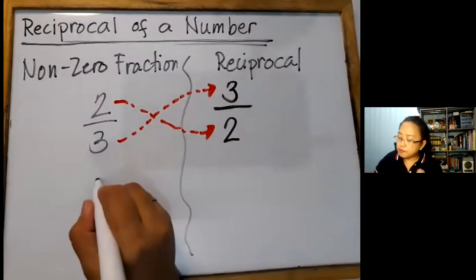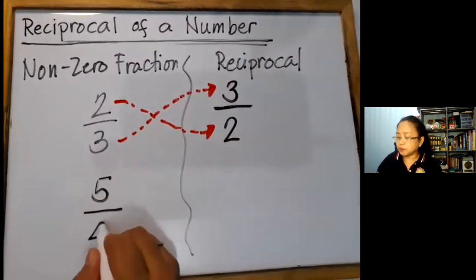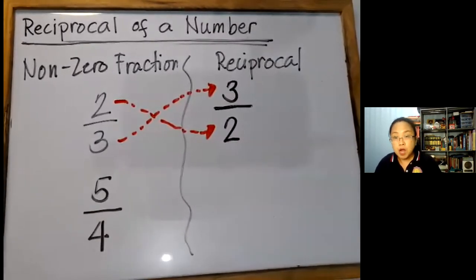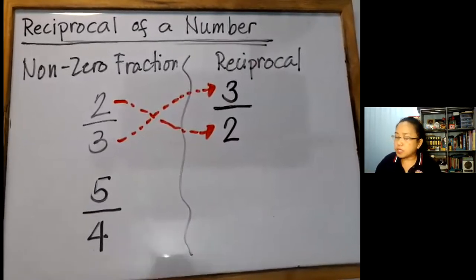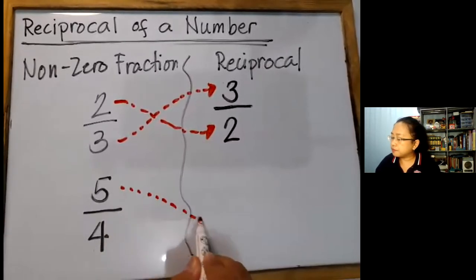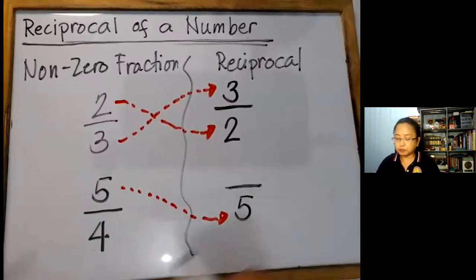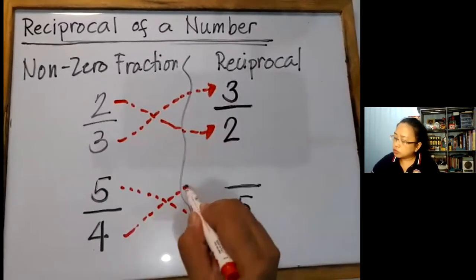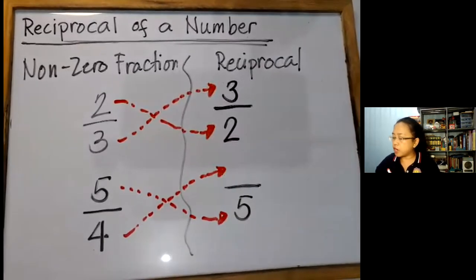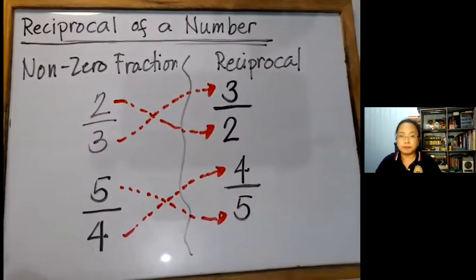Another one. Let's have 5/4. Okay? 5/4 is an improper fraction. Anyway, sa reciprocal, hindi natin kailangan masyadong mag-alala kung yan ay proper or improper, so long as you can identify which is the numerator and which is the denominator. Okay? So let's have the numerator first. Going down. So we'll have that below our fraction bar, 5. And then our denominator 4 will go up above the fraction bar. So magiging numerator 4 siya.